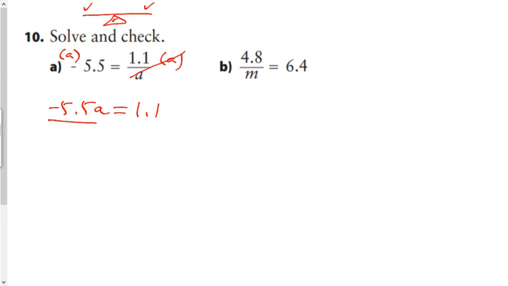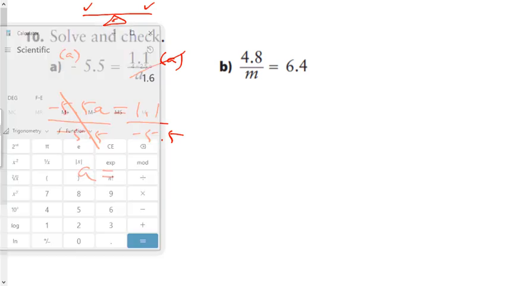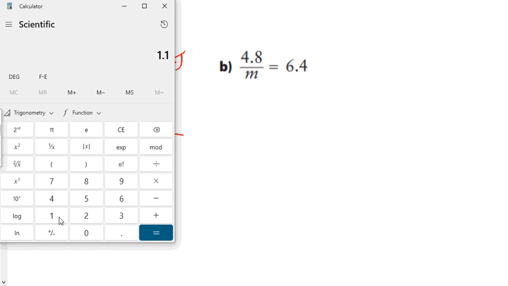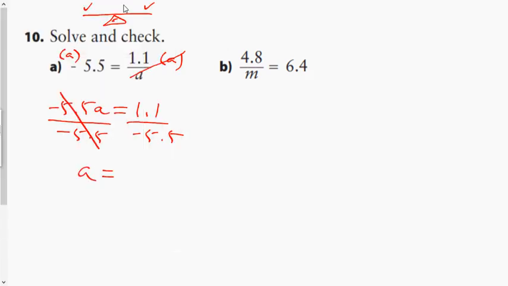Second step is to divide both sides by the coefficient to isolate the variable. And a will equal 1.1 divided by 5.5 equals 0.2. So negative 0.2 is your solution.